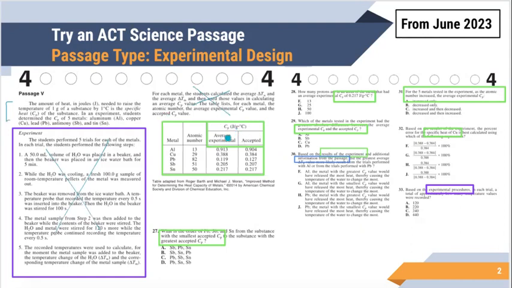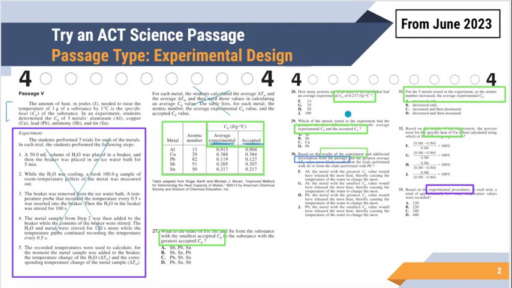And you can see there are two things in the table. There's their experimental results, so what they found out from the experiment, and there's the accepted value, meaning what scientists already accept to be true, okay? And it looks like then we've got 5 different metals that they experimented on, okay? And then from there, I would just get started on the passage.